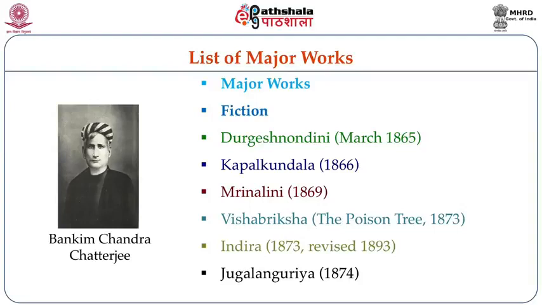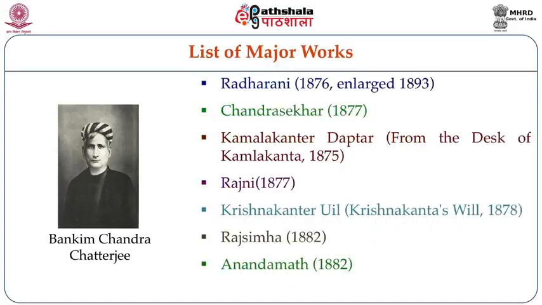1873, Indira 1873 and revised in 1893, Jugolangurio 1874, Radharani 1876 and it was enlarged in 1893, Chandrasekhar, which was published in 1877, or Kamalakante's Daptar, from the desk of Kamalakanta, which was published in 1875. Rajani was published in 1877. Krishnakante's Will was published in 1878.